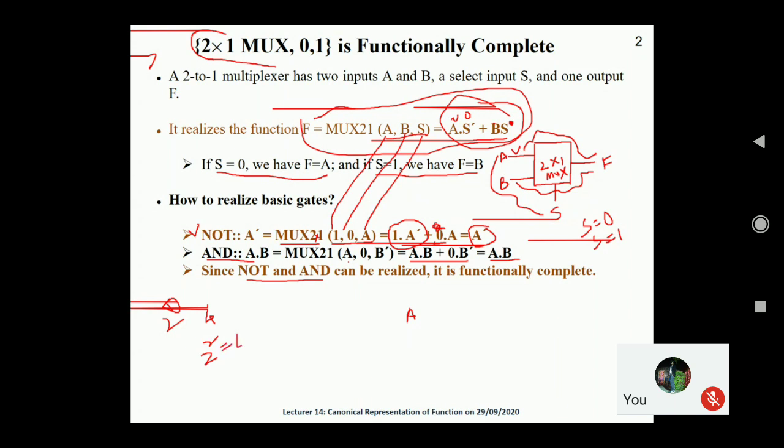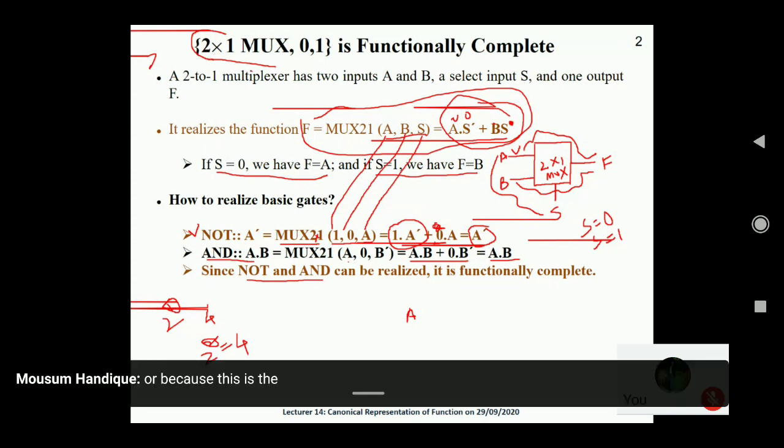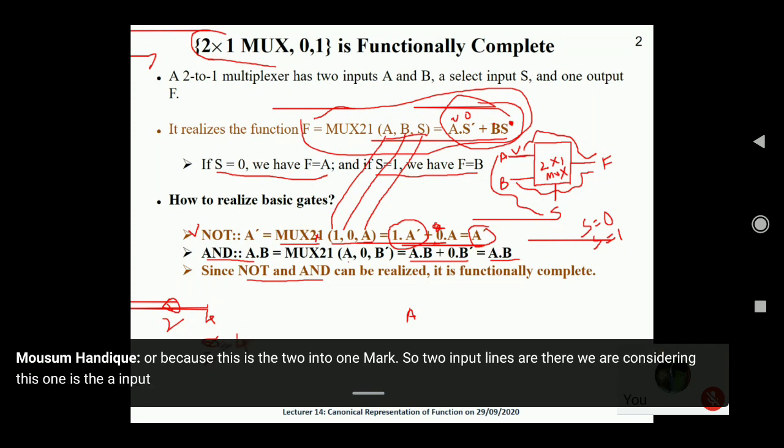That particular part we'll discuss later. Okay, so in a 4 into 1 mux there will be 2 selection lines, but in a 2 into 1 mux, 2 to the power 1 equal to 2, so there will be 1 selection line. That is why we have given S as the selection line here. And because this is a 2 into 1 mux, 2 input lines are there; we are considering this one as the A input and this one as the B input.